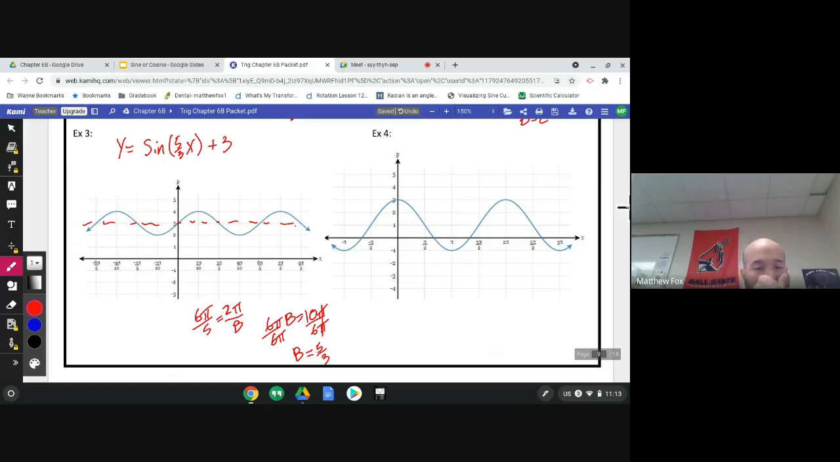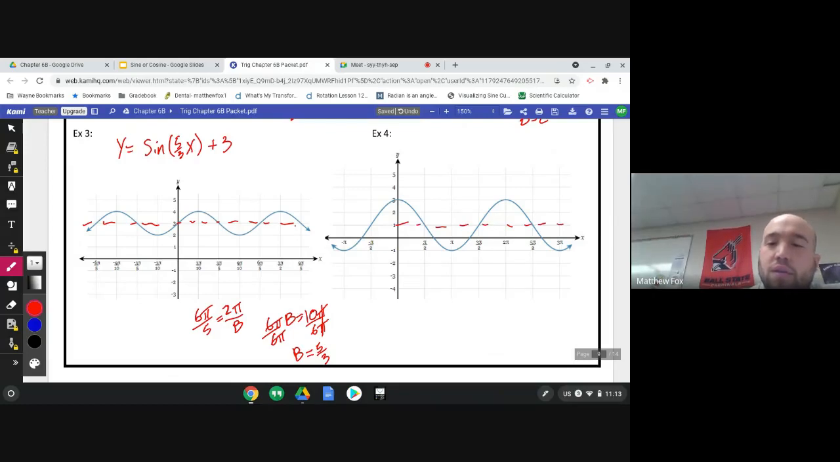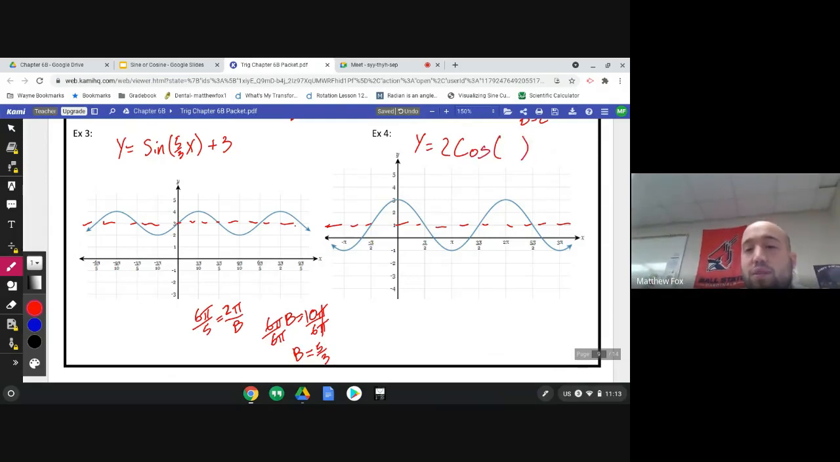Okay, example 4. Once again, always find your midline. Midline here is at 1. At the y-axis, it is not on the midline. It's at a peak, so this one we know will be cosine. It's got an amplitude up 1, 2. So y equals 2 cosine. And we need to find what our b term is, but first let's think of our shift. It goes up 1, the midline's at 1, so plus 1.